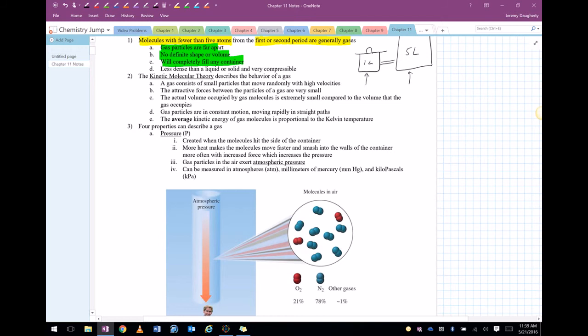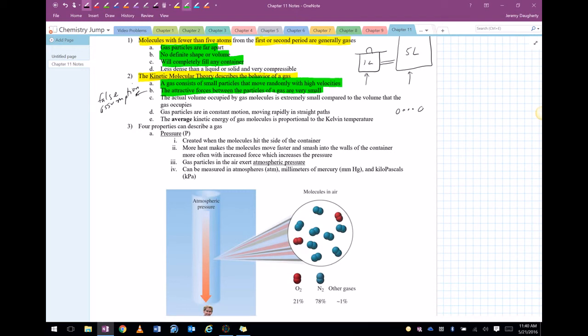So how does the kinetic molecular theory describe the behavior of a gas? Remember, it's a theory, so it explains how or why something occurs. These are the 5 ideas of the kinetic molecular theory in terms of a gas. A gas consists of small particles that move randomly with high velocities. The attractive forces between the particles of a gas are very small. We often say that the attractive forces are 0, negligible, which is what's called a false assumption of the kinetic molecular theory, because between these gas particles we do have a force of attraction. No matter how far apart they are, there is a force of attraction there, but it is relatively small.